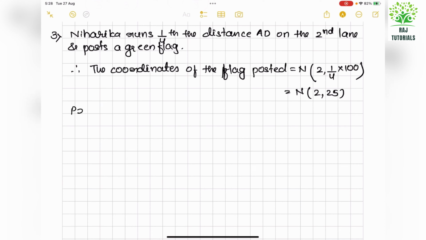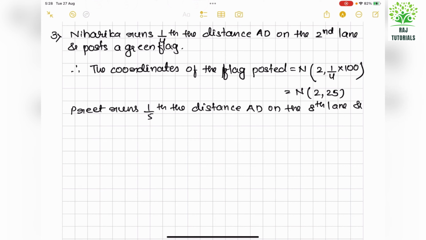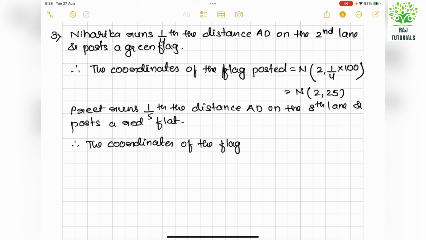Then Preeti runs 1/5 the distance AD on the 8th lane and posts a red flag. Therefore, the coordinates of the flag posted equal P, in the 8th lane she was running and 1/5 she did. So 1/5 into 100. So that will be P(8, 20).